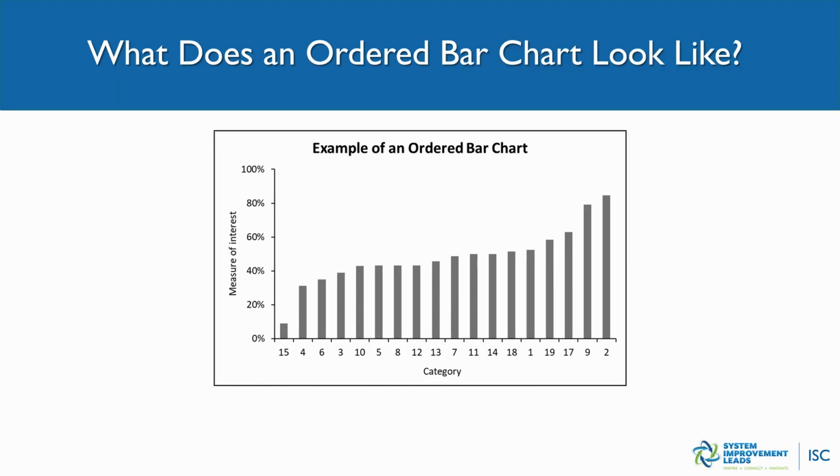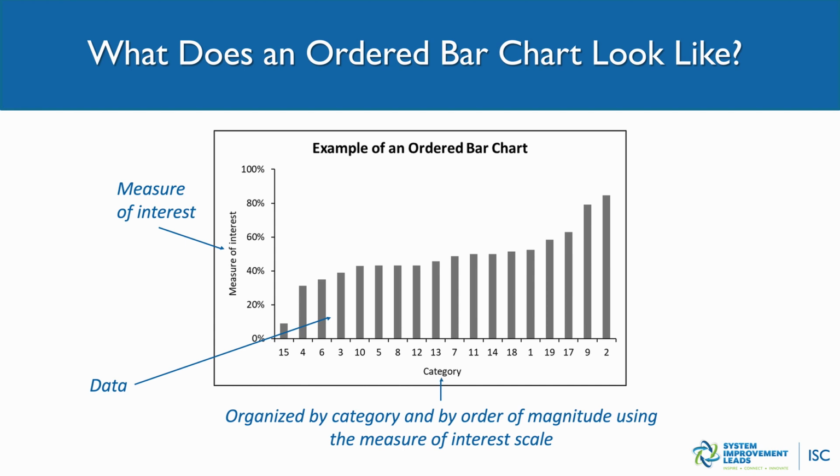Ultimately, an ordered bar chart contains these distinguishing characteristics. The data displayed for each category was collected during the same time period. That could be during a single week, or a month, or for a given year. The data is displayed for a measure of interest that the improvement team is interested in examining. There is only one bar for each category of data, and data categories are organized by order of magnitude according to the measure of interest.